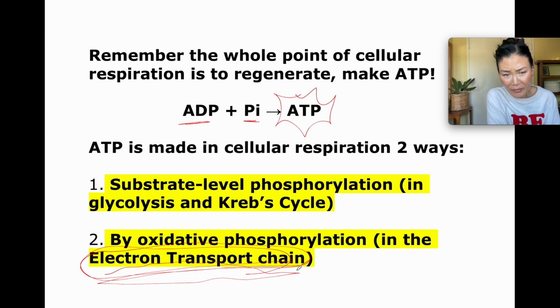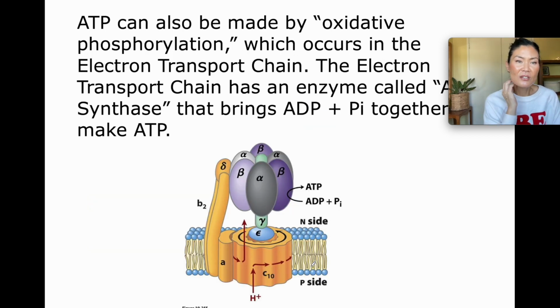The reason why it's called oxidative phosphorylation, we'll be talking about that in a few minutes, but when something is oxidized, it loses electrons, and those electrons are going to move through an electron transport chain, and the final electron acceptor is going to be oxygen, and in that whole process, a bunch of ATP is going to be made. So when we say oxidative phosphorylation, that's happening on the electron transport chain.